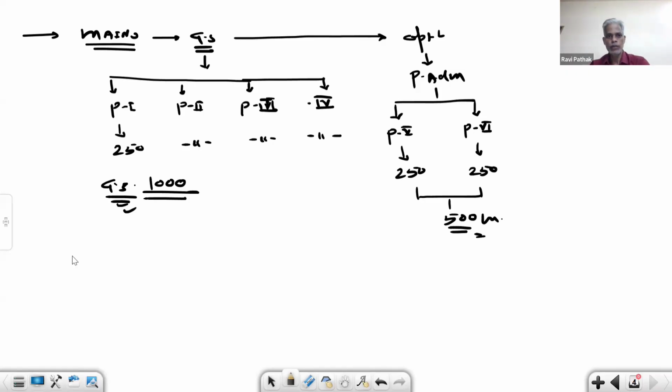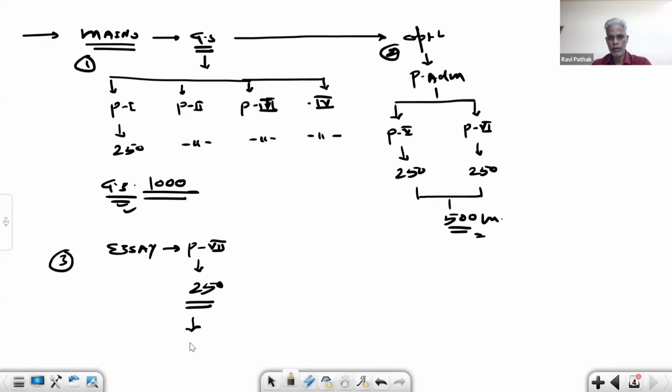Then you have to take a third part. If we talk about this, let's say the first part, this is the second part, the third part, you have to take a paper of essay. So essay would be a separate paper. Again, let's say if you call it paper 7, then it would be for another 250 marks. So total will become now 1750 marks. This is what we have to target, 1750.